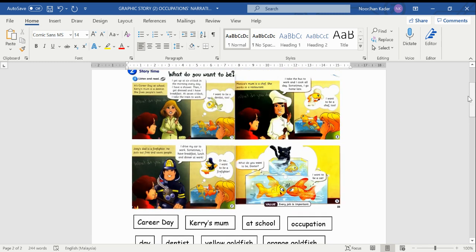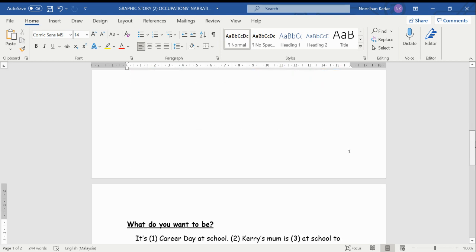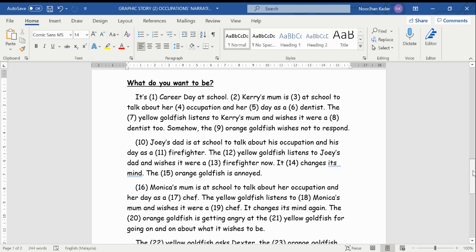Okay, let's see whether it describes the first frame. It's career day at school. Carrie's mom is a dentist. She fixes people's teeth. I get up at 7 o'clock in the morning. I have a shower, then I get dressed and I have breakfast. I have breakfast at 7 o'clock. I take the train to work. I want to be a dentist too. Okay, so that is our paragraph just now, the first paragraph, which describes the first frame, the story in the first frame.